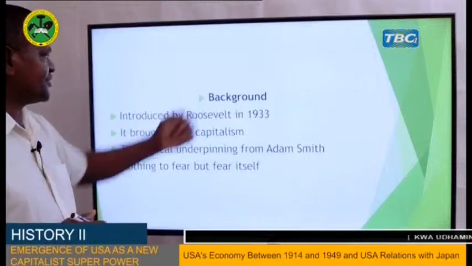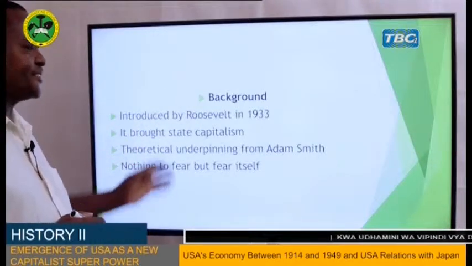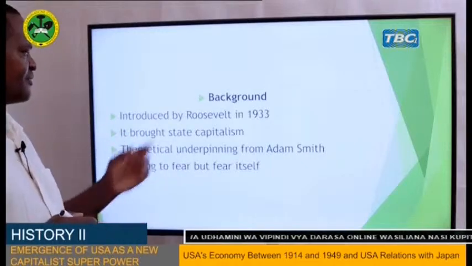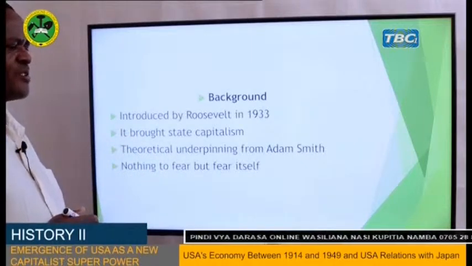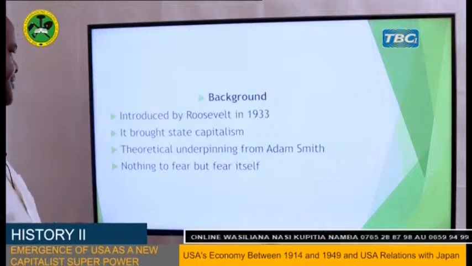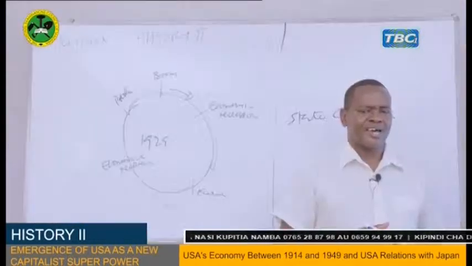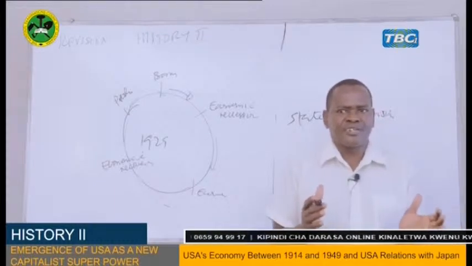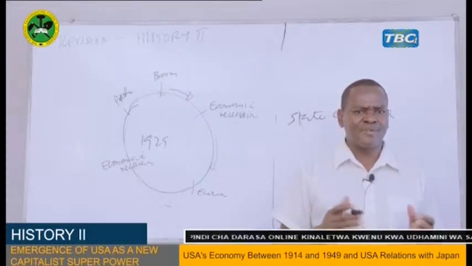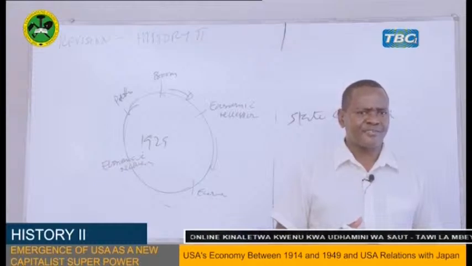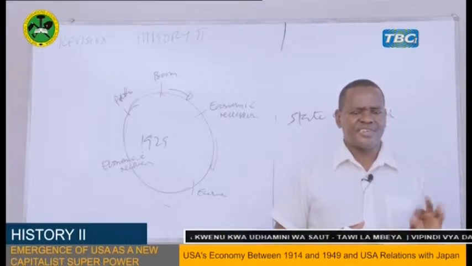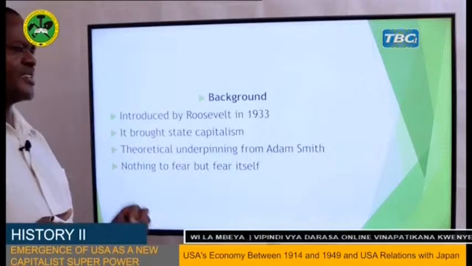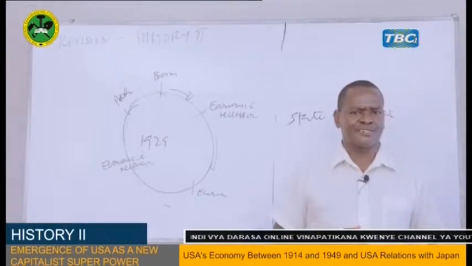In fact, this New Deal policy and state capitalism has a theoretical underpinning from the writing of Adam Smith, one of the very renowned British economists, who used this word state capitalism in his book The Wealth of Nations. He said the capitalist system is growing so large that it will no longer be a self-regulating system. He argued that the state should interfere to help in the regulation of the capitalist system. That is Adam Smith. But when Roosevelt was talking about this, a lot of people criticized him.